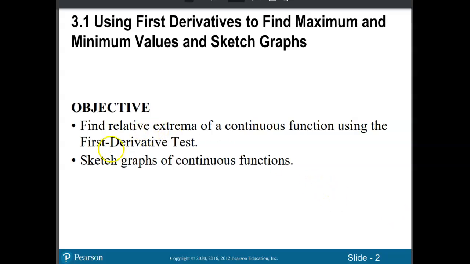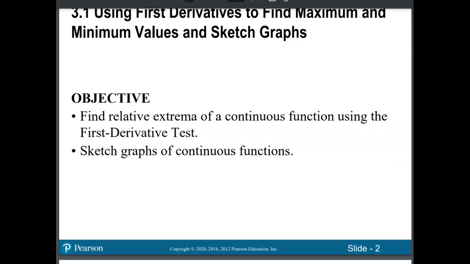graphs. All right, so objectives for this section: find relative extrema, that just means relative maximums and minimums of a continuous function using what we call the first derivative test, and also to use that information to sketch graphs of continuous functions.